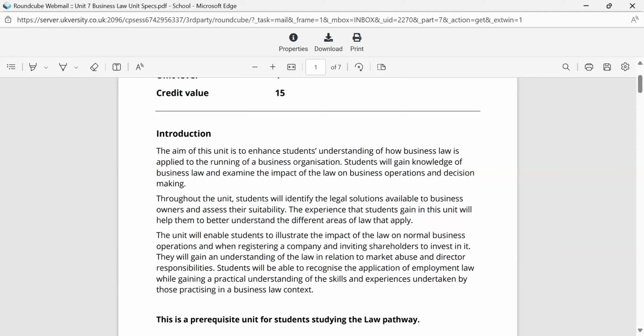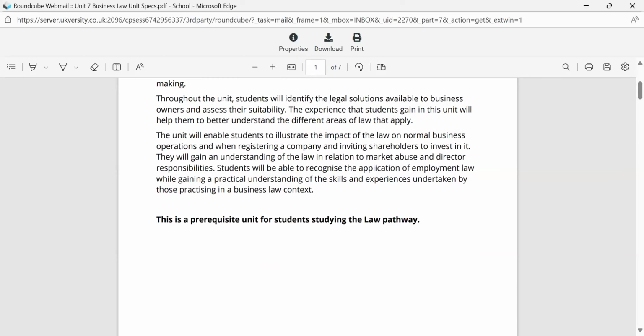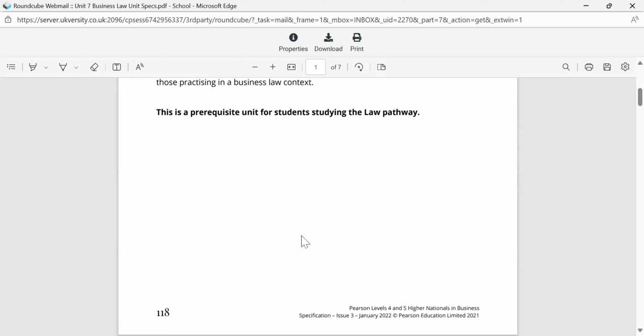The experience gained in the unit will be trying to understand and illustrate the impact of law on normal business operations when registering businesses, and also looking at elements of market abuse and direct responsibility, and how you will be able to apply employment law in regards to it.